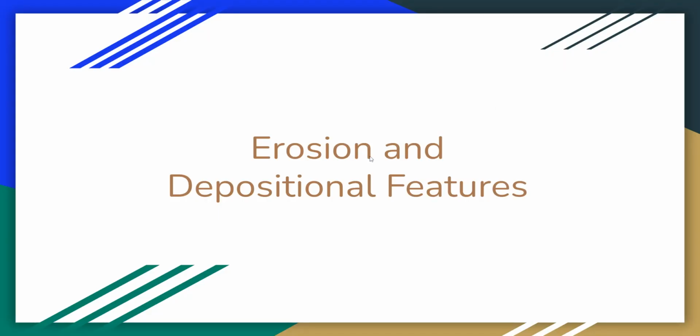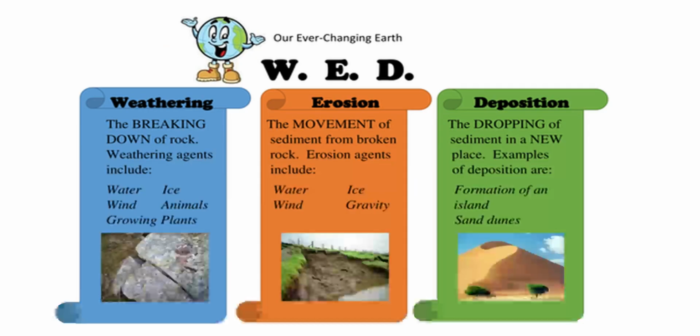Everyone. So today we're going to be talking about our mini unit, erosion and depositional features. To understand this unit, first we should talk about what erosion and deposition is, and also what weathering is. Weathering is the breaking down of rocks. Things that break down rocks, some examples are water, wind, ice, animals, growing plants. Erosion is the movement of those rocks or sediments after they broke down. Things that move sediments around or erode sediments, some examples are water, wind, ice, gravity.